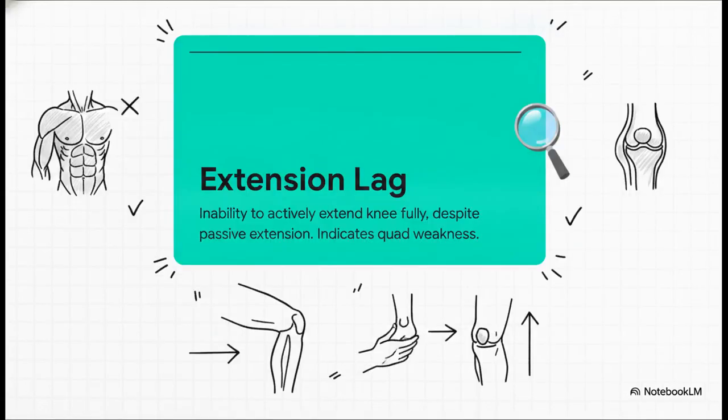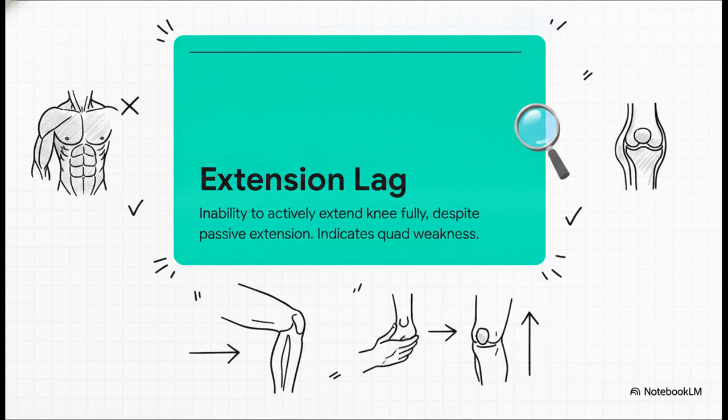Now, when you're assessing movement, there's a huge red flag you absolutely need to watch out for, and that's called an extension lag. So what does this mean? It's when a patient cannot straighten or actively extend their knee using their own muscle power. But, here's the kicker, if you lift their heel, the knee passively goes into full extension. So the joint works, but the motor driving it doesn't. This specifically points to quadriceps weakness or some kind of disruption in the extensor mechanism.